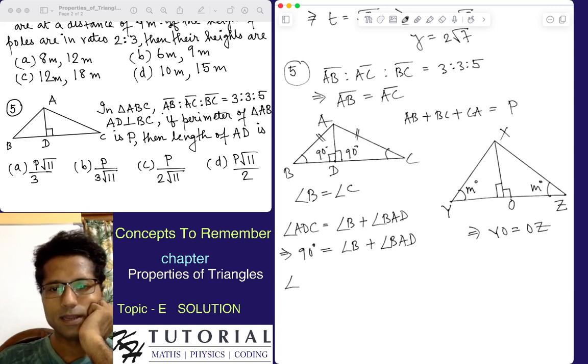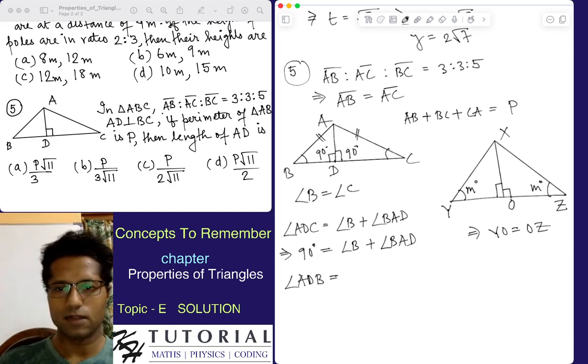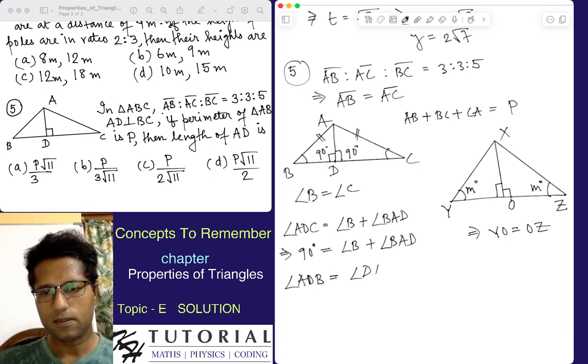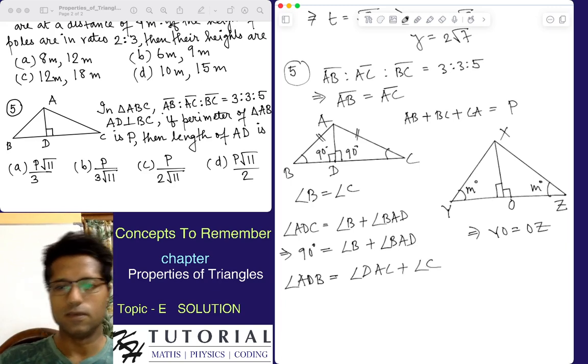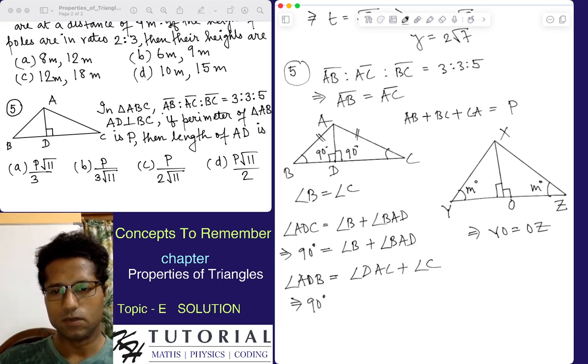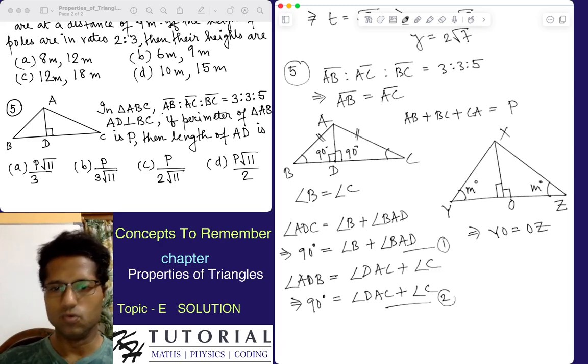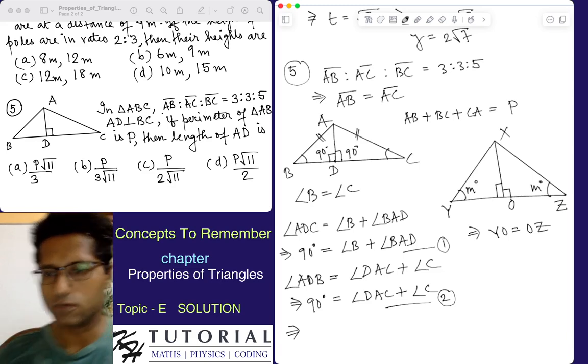Also, if we consider the triangle ADC, angle ADB is an exterior angle, and the two opposite interior angles of triangle ADC are angle DAC plus angle C. And angle ADB we know is also 90 degree. So 90 degree is equal to angle DAC plus angle C. If this is equation 1 and this is equation 2, we can equate the right hand sides of equations 1 and 2, because the left hand side of both is 90 degrees.